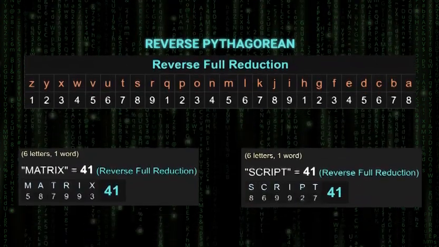The fourth and final cipher of English Gematria is the reverse Pythagorean, or reverse full reduction, which is like Pythagorean, but again, the first is last and the last is first, which is to say that Z is 1 and A would be the 26th, and 26 gets reduced by adding 2 plus 6 to get 8. In this cipher, matrix and script are both 41 in value.